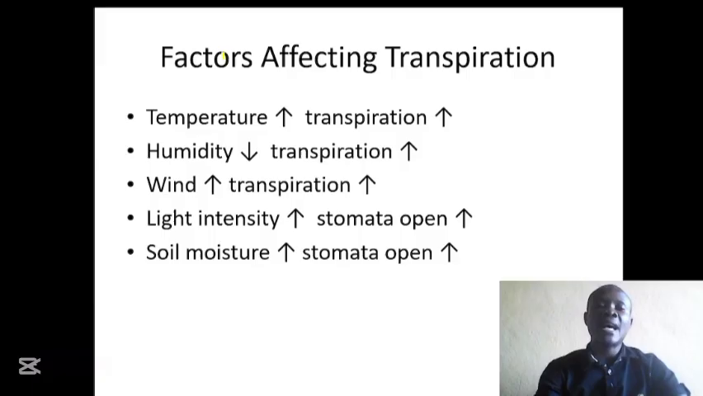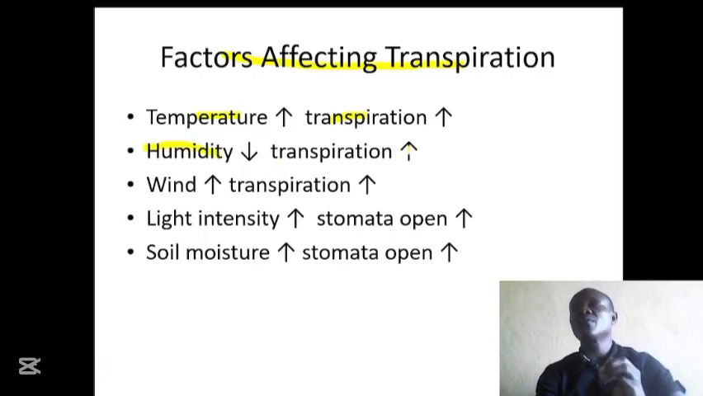Next we have on the slide the factors affecting transpiration. Some of these factors, when they increase, the rate of transpiration will increase. When they decrease, the rate of transpiration will decrease. One, temperature. When the temperature increases, the rate of transpiration will increase. When it decreases, the rate of transpiration will decrease. Humidity. If you can observe, among all of them, humidity is the only one on this slide where, when it decreases, the rate of transpiration increases, and when it increases, the rate of transpiration decreases.